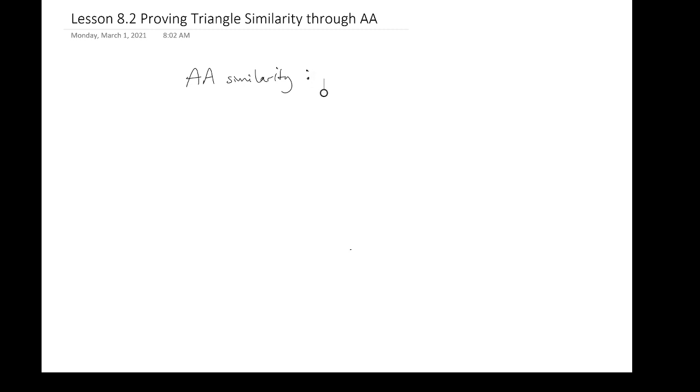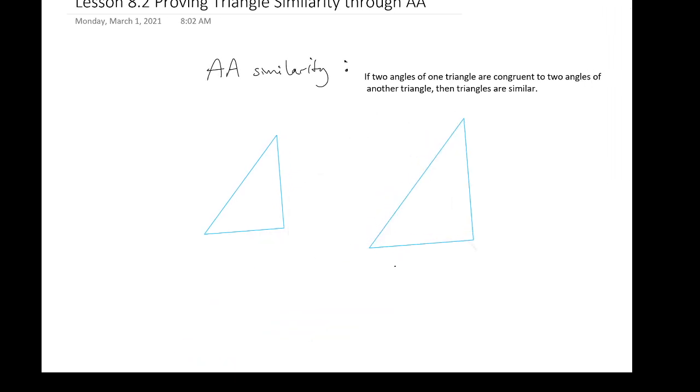It states that if two angles of one triangle are congruent to two angles of another triangle, then the triangles are similar. Here's the best part. We don't really need all three angles. Let me show you an example of what this looks like. Let's say we have this triangle here, doesn't matter the type. But then we have another triangle, which is going to be similar. All we need to know in these two triangles is this.